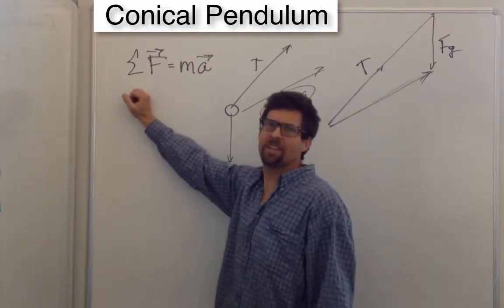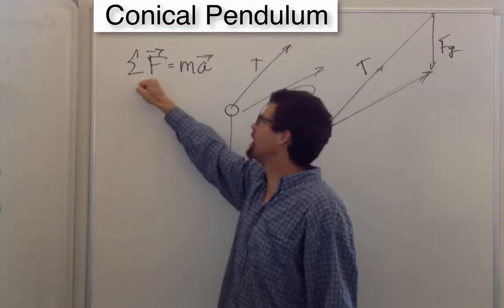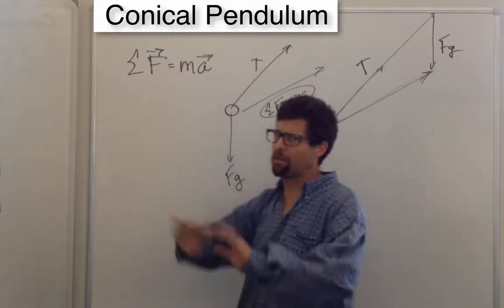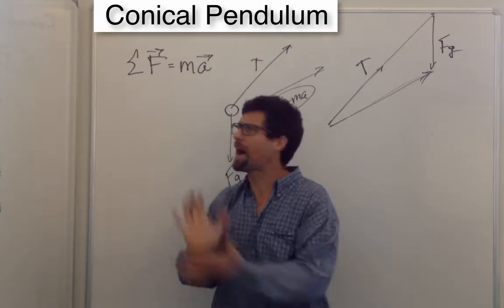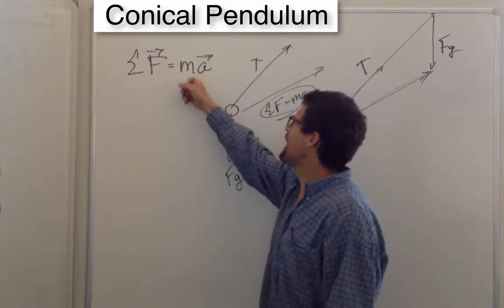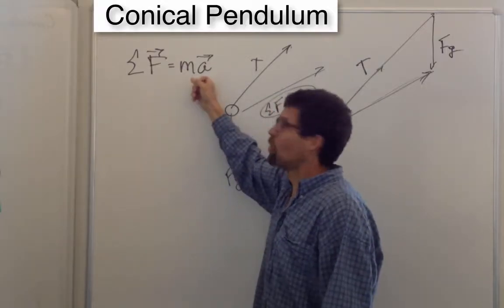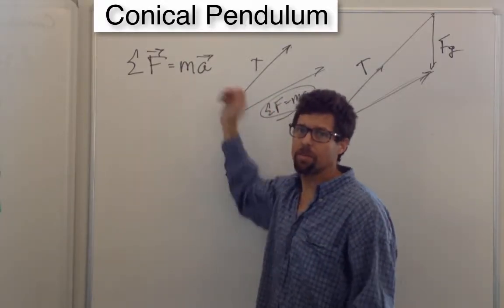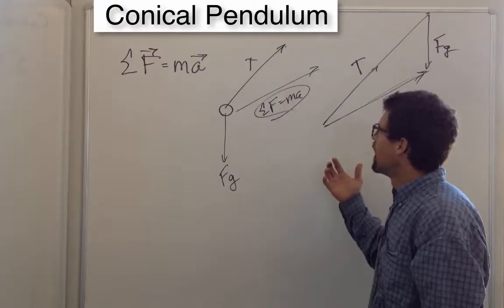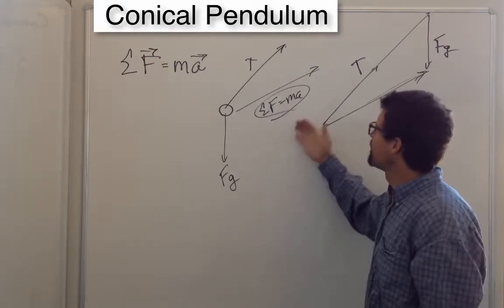Because all of these dynamic problems boil down to the same thing. The vector sum of the forces, and a force is an interaction between two bodies, is equal to mass times acceleration. What are the directions of the forces? What is the direction of the acceleration? So in these problems, how do you find the velocity? How do you find the acceleration?